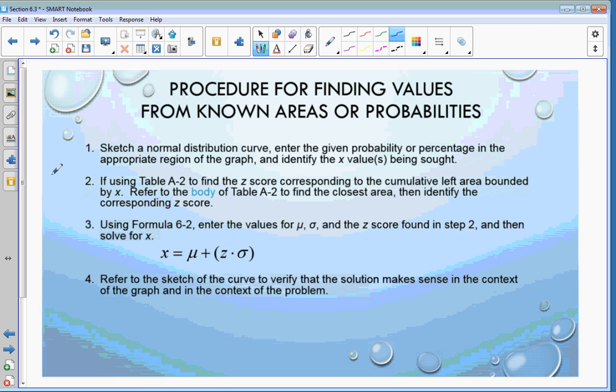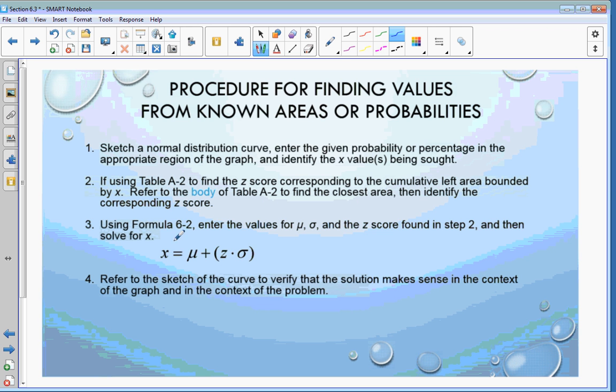We're again going to sketch that normal curve. We're going to put anything on there as we can, enter the probability percentage in the appropriate region. We're going to shade that. Identify what we're looking for. And we're going to refer to table A2 or use our calculators to identify the corresponding z-score.